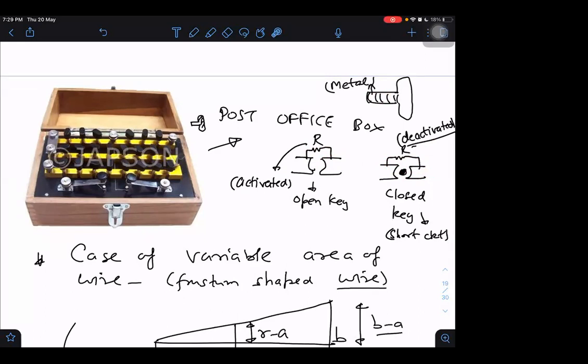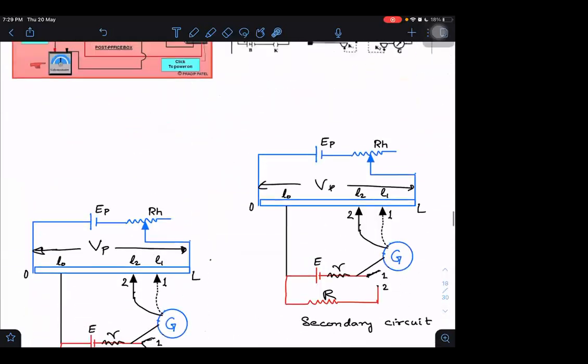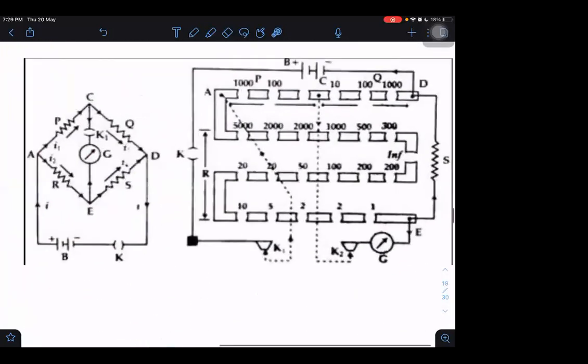Now go to this diagram here. What is the resistance between this and this part? It is given here as 100 ohm. What is the resistance between this and this part? It's given as 1000 ohm. Now it is not varying from post office box to post office box. All these have standard values. See 1, 2, 2, 5, 10, 20, 20, 50, 100, 200, 200, 500, and so on.